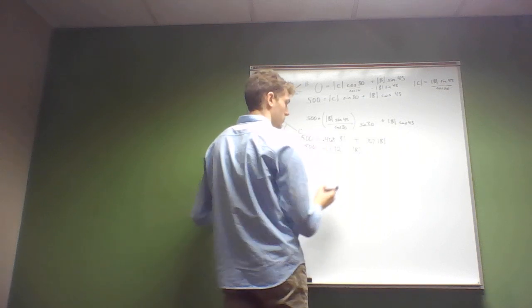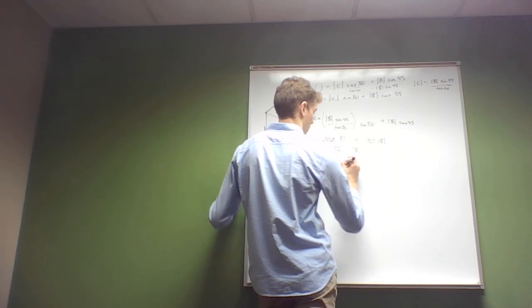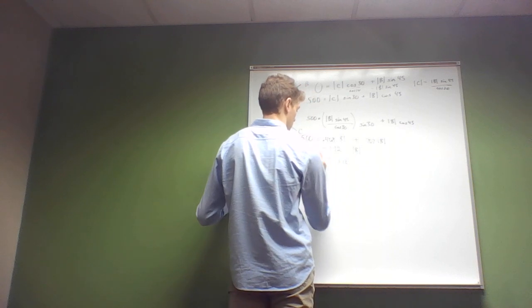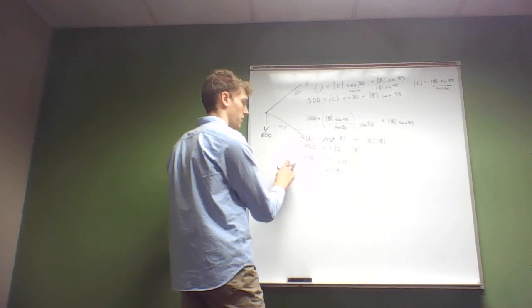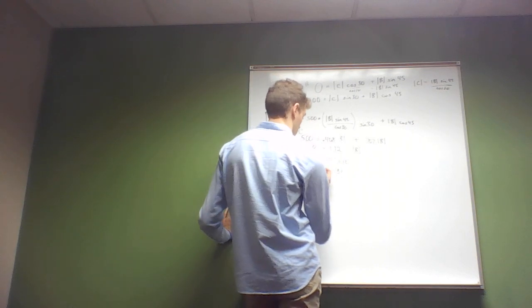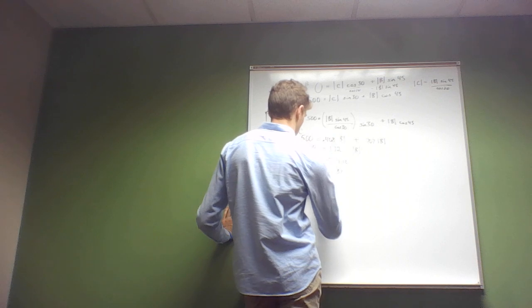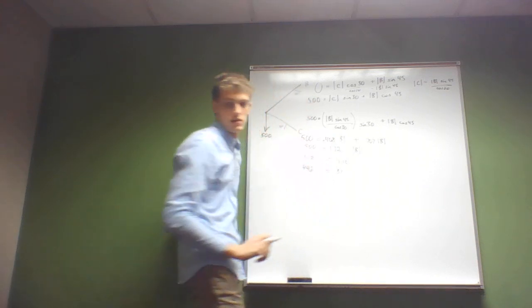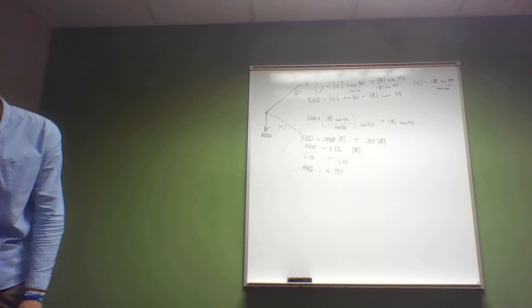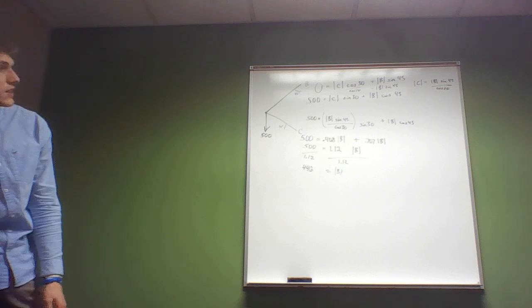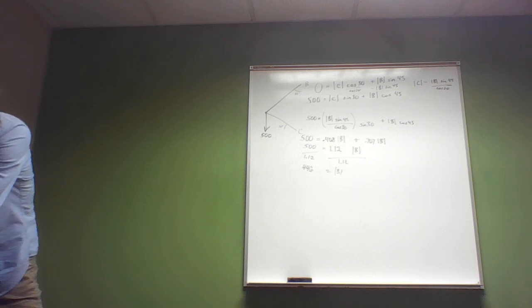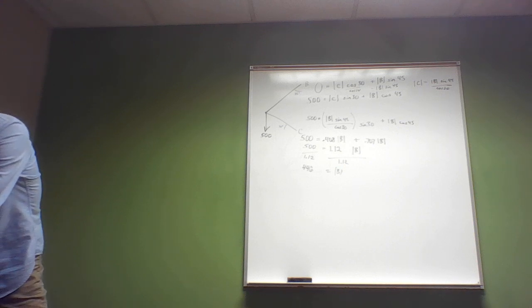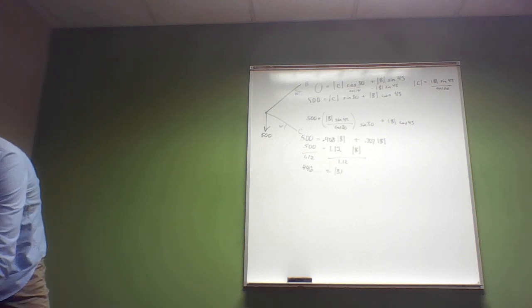So you combine like terms, and take 500 divided by 1.12, which is 446. That should be the magnitude for B, along AB as the problem calls it. And it was 446 newtons.